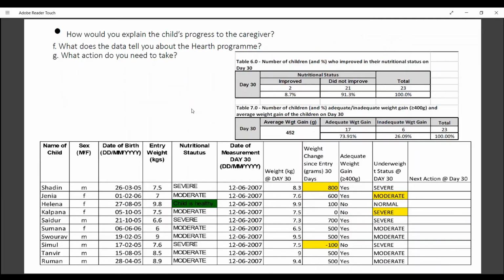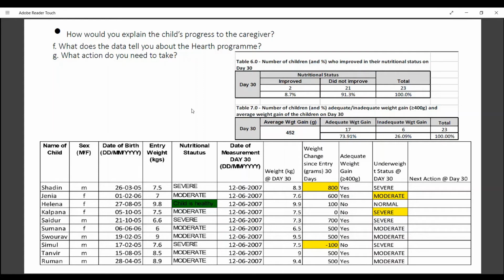Next question, how would you explain the child's progress to the caregiver? What does the data tell you about the HEART program? What action do you need to take? Always try to explain to the caregiver in the simplest language possible. Do not use a lot of technical language. The community might not know the exact definition of malnutrition. Always use local language if they don't know.